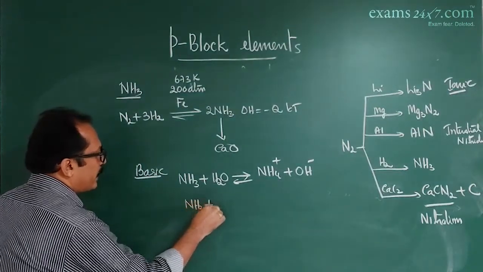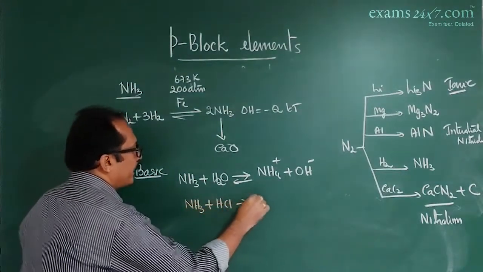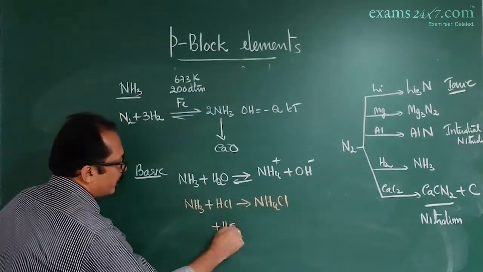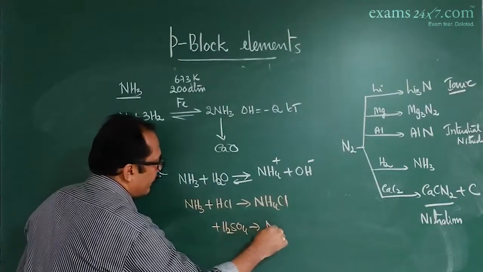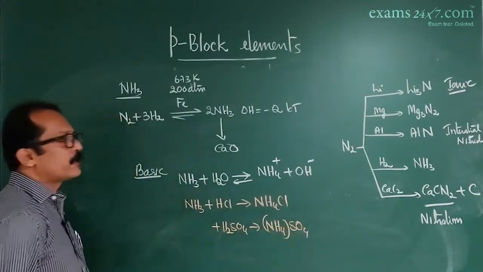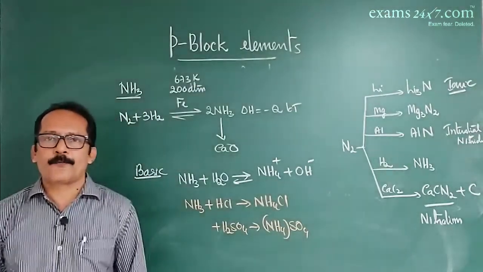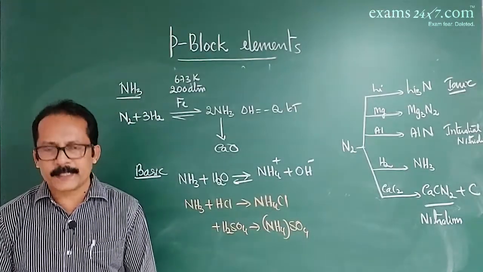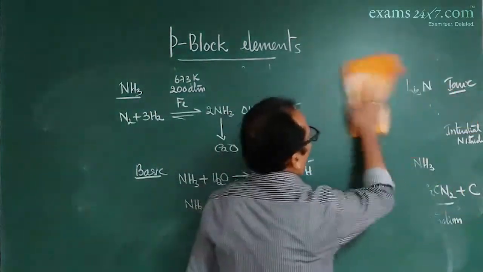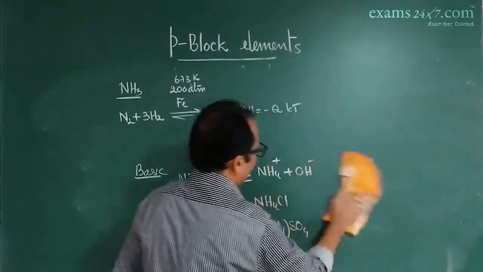When ammonia reacts with hydrochloric acid, that forms ammonium chloride. When ammonia reacts with sulphuric acid, it forms ammonium sulfate as a salt. So these two reactions confirm the basic nature of ammonia. Now, other chemical properties of ammonia.